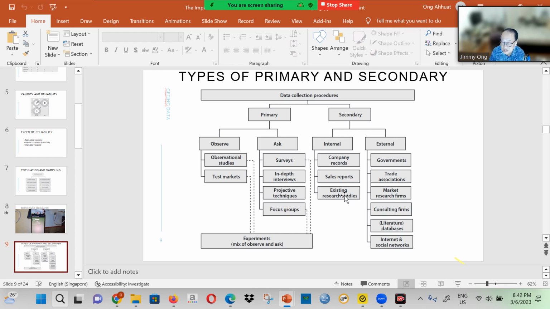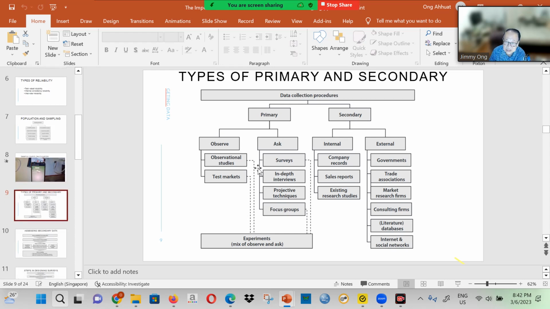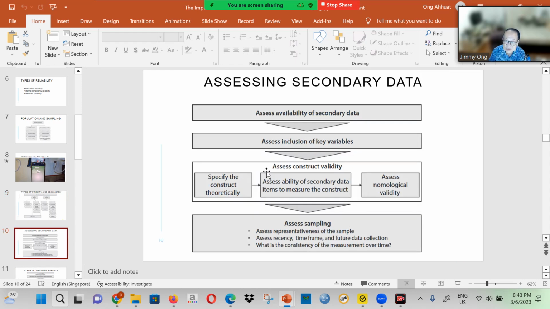This one does not include websites. It should be from a website. Yeah, the internet. Yeah, here, same. Okay, it can be the internet. So at least you have a fair idea where you get the secondary data from. This type of chart is very useful, and you can put this one in your assignment. You don't have to write it out, right? And this one also shows how you assess your data.